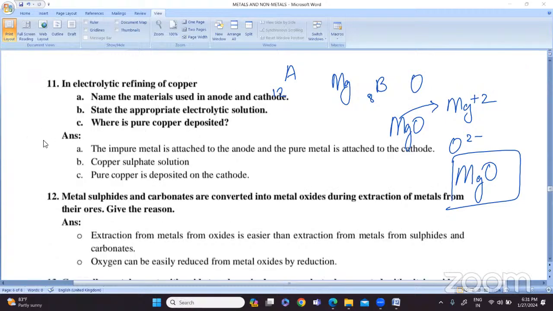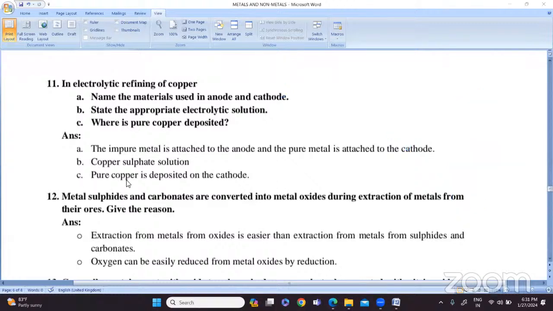In electrolytic refining of copper, A, name the materials used in anode and cathode. B, state the appropriate electrolytic solution. And C, where is pure copper deposited? Yes. Try answering this.